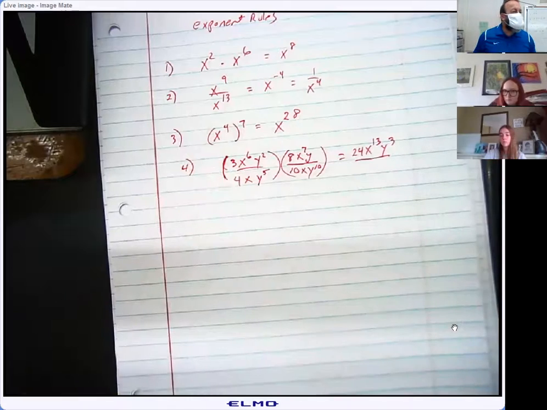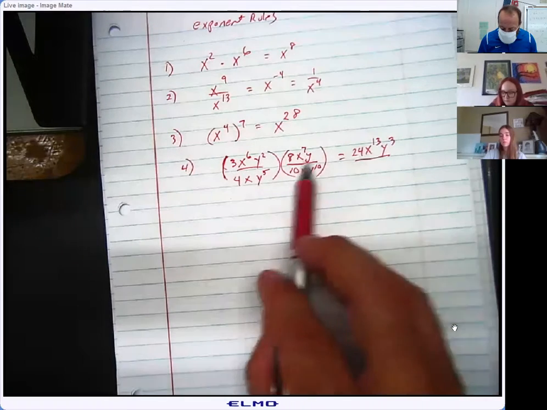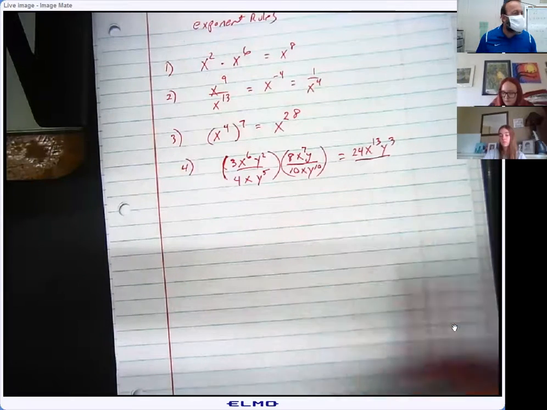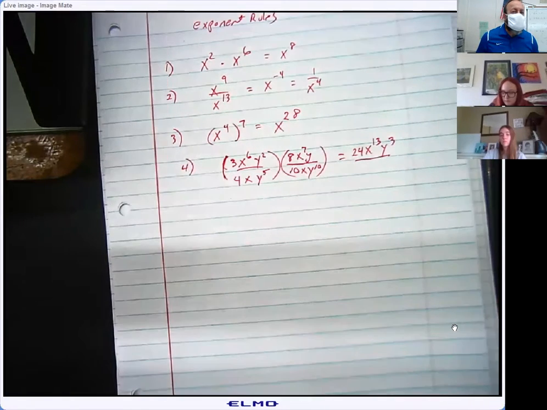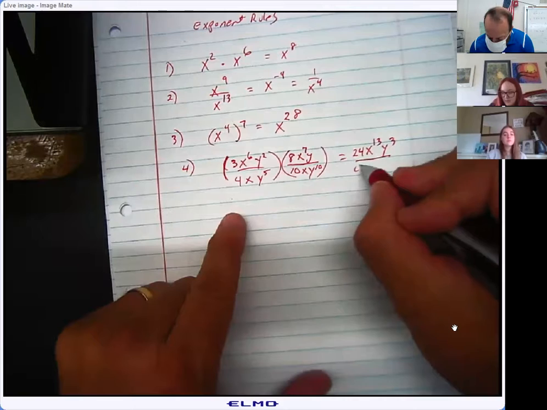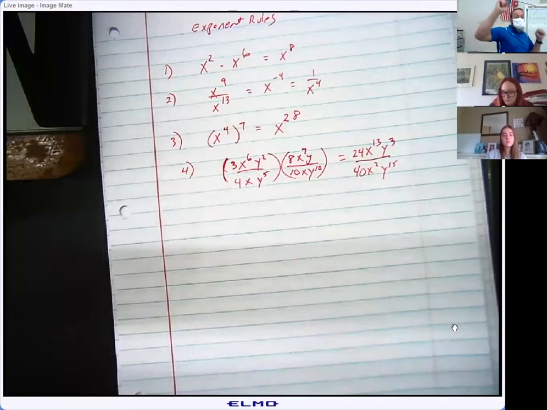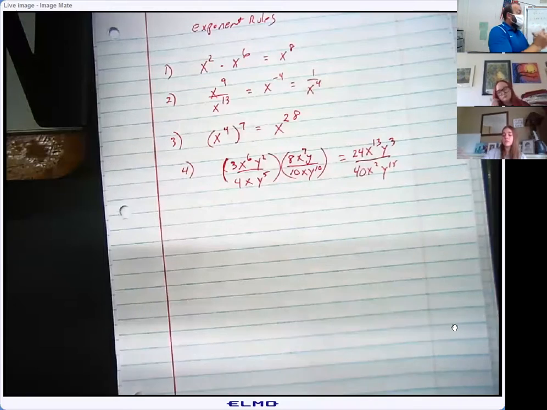Do you guys follow what I just did? 3 times 8 is 24, 6 of those, 7 of those, 2 of those, 1 of those. Is that easy? It didn't take me very long, did it? What's the bottom then? 40x squared y to the 15th. Okay, I'm not done, but at least I've set the table and it's now an easier problem, isn't it?